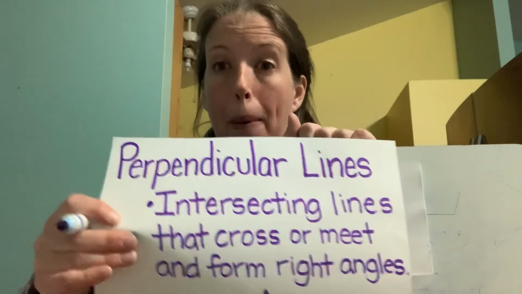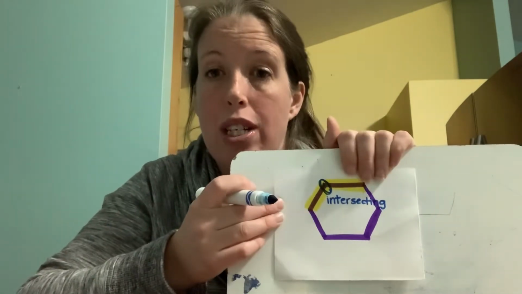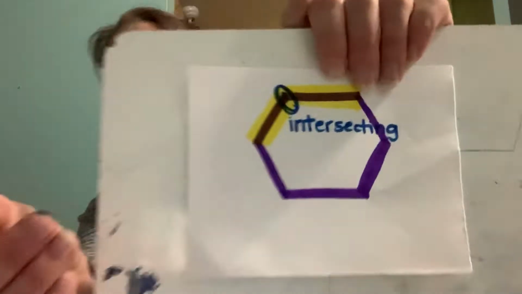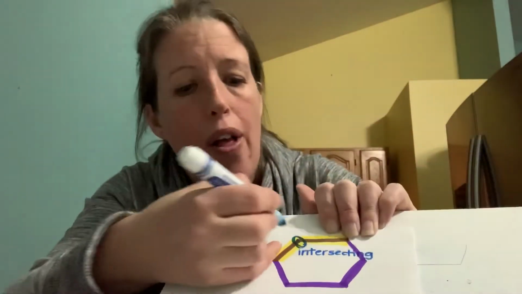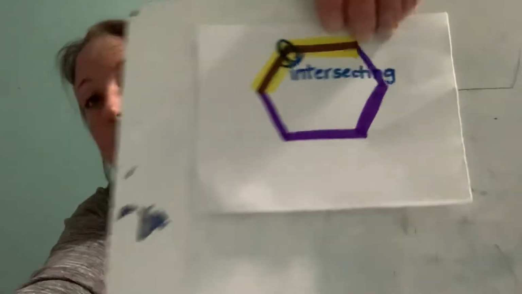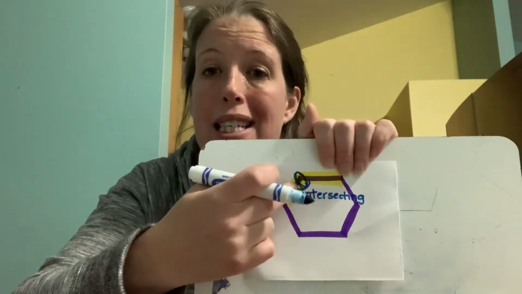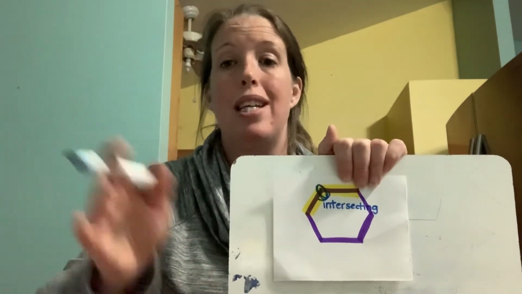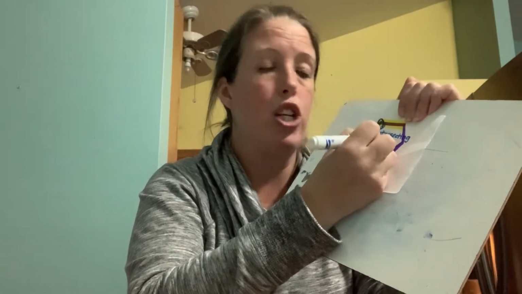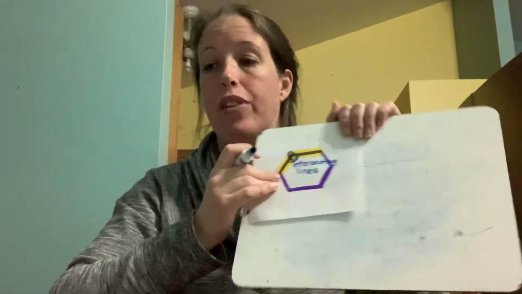In order to be a perpendicular line, you have to intersect and form a 90-degree angle or a right angle. And if I look closely, this angle is not 90 degrees. It's an obtuse angle, or a stretched angle, or an angle that's greater than 90 degrees. So since this is not a 90 degree angle, they will simply be called intersecting lines. They are not perpendicular. They just intersect. All right, let's look at another one.